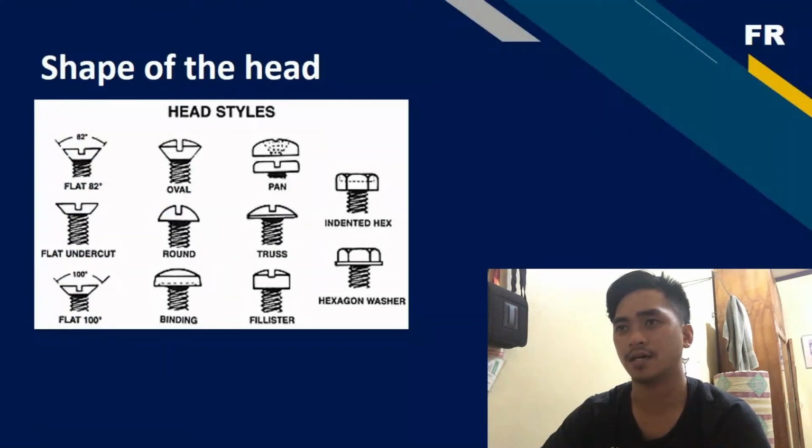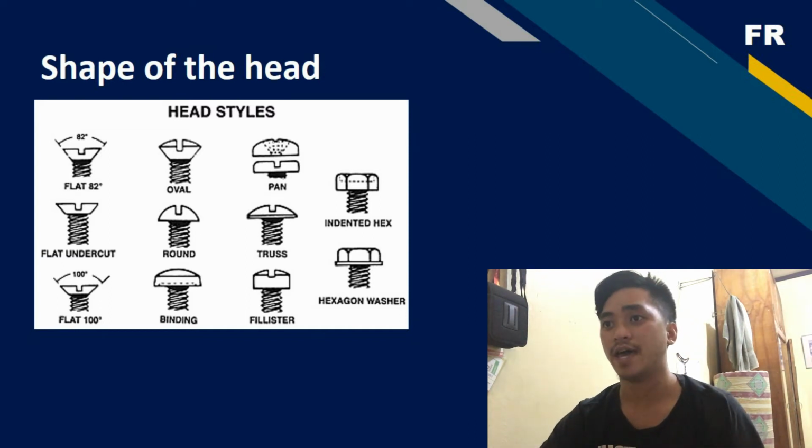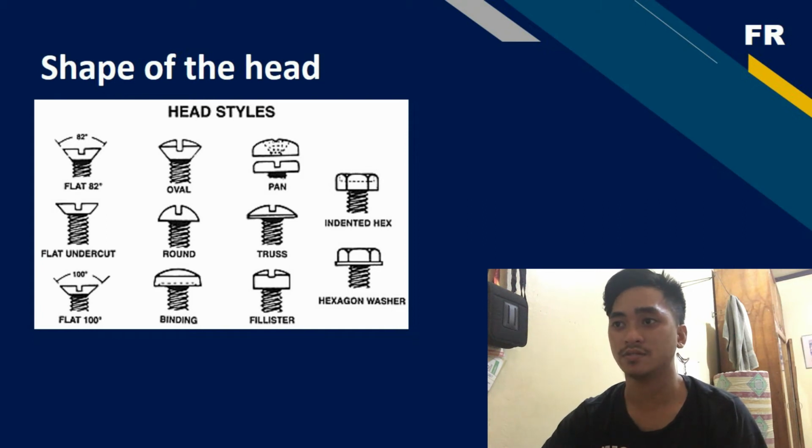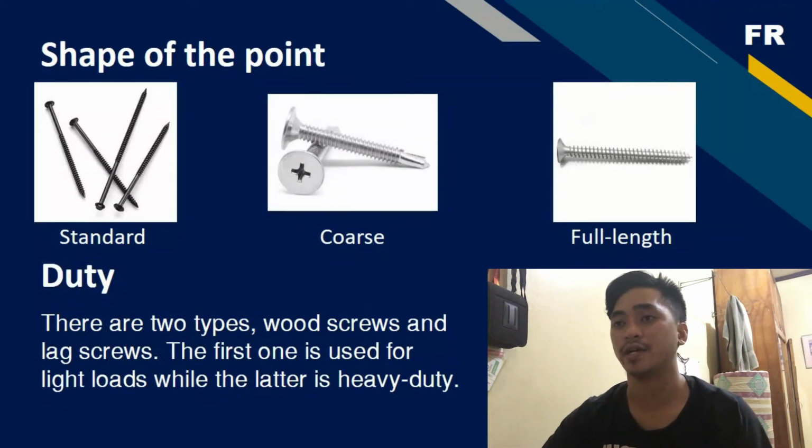So these are the shapes of the head of screws. Actually there are a lot of types of head styles. For instance, there's oval, round, truss, indented hex, and the likes. For the shape of the point, there are three shapes. The first one is the standard one, next is the coarse, and lastly the full length.